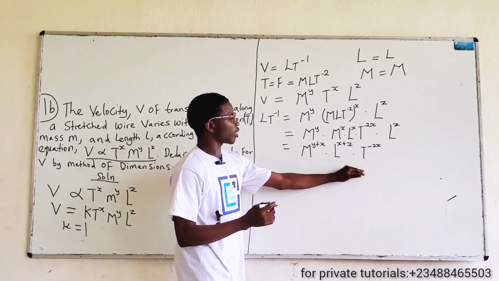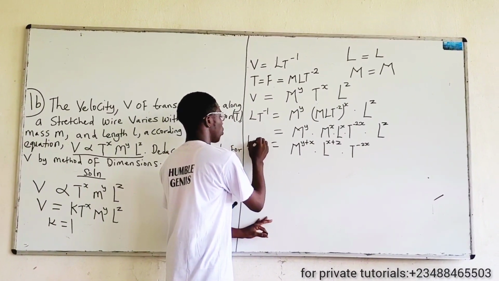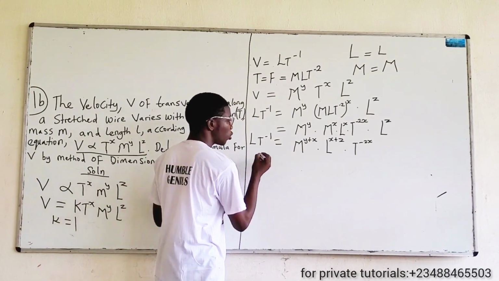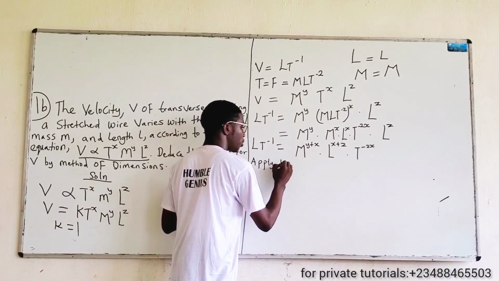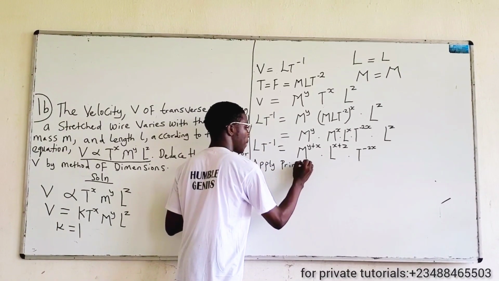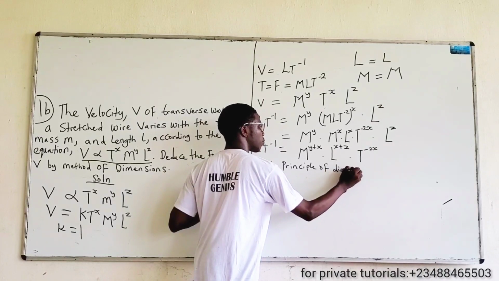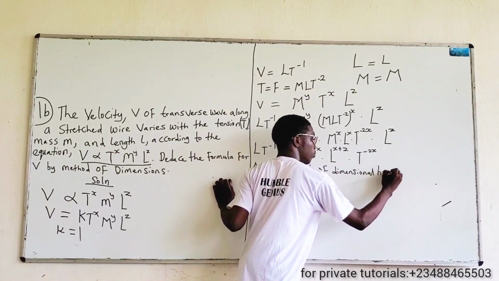Now, M is on this right hand side, but there's no M on this left hand side. So how are we going to compare to make sure what is on this side is equal to what is on this side? For us to do that, we are applying the principle of dimensional homogeneity.